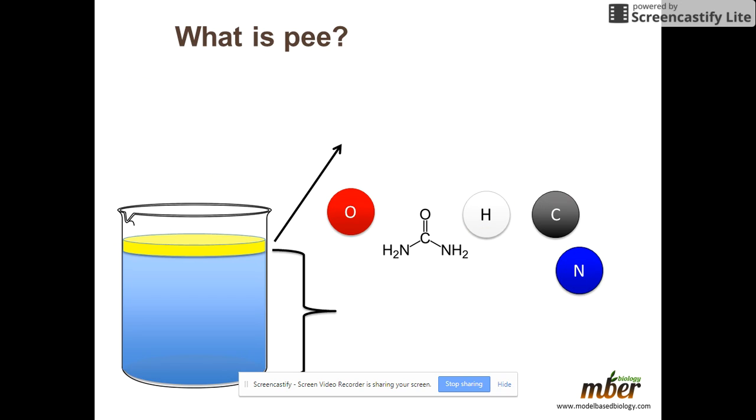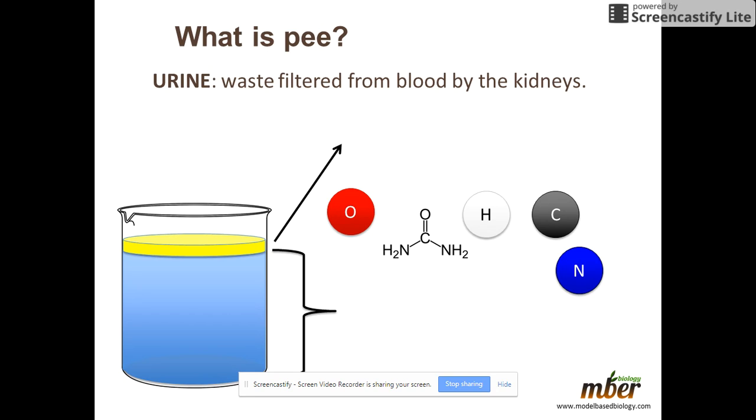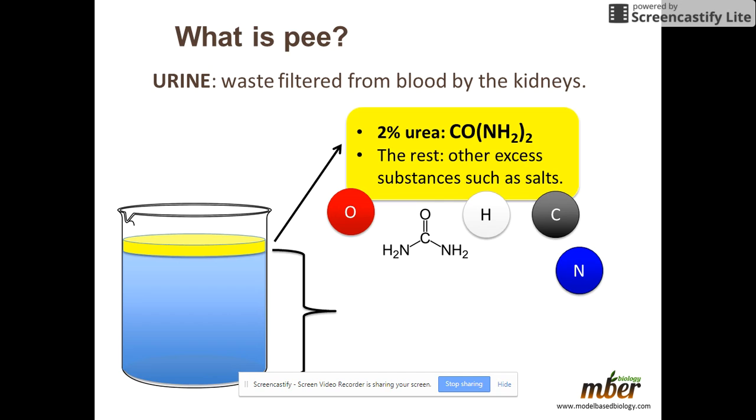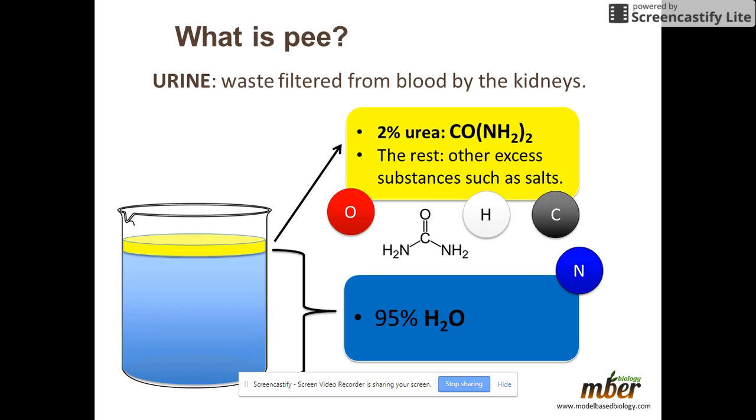Okay, what is pee? So you can see from this diagram that pee is mostly a substance you know, right? So let's use the official term, urine, which is waste filtered from blood by the kidneys. It's mostly made up of urea. And now let's look at the components of urea, which is carbon, oxygen, nitrogen, and hydrogen. So again, we're recognizing these same elements coming back to us. There's also salts in there, about 3%. But the vast majority of your pee is water.